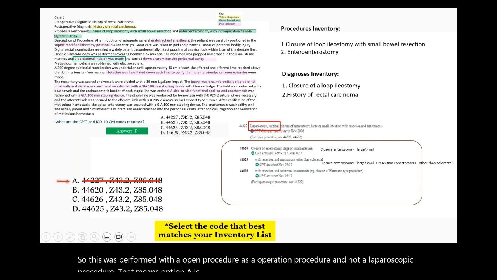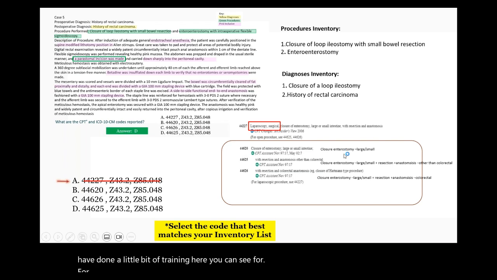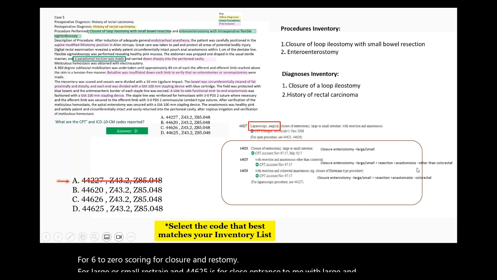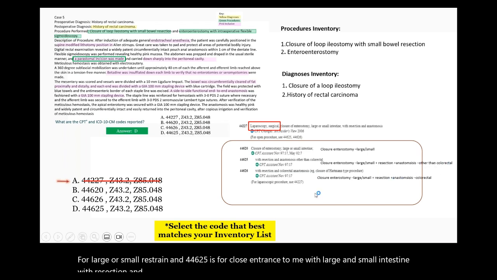For the rest of the options, I have done a little bit of churning here. 44620 is coding for closure enterostomy for large or small intestine, and 44625 is for closure enterostomy of large or small intestine with resection and anastomosis other than colorectal, and 44626 is for closure enterostomy, large or small intestine with resection and with anastomosis for colorectal.